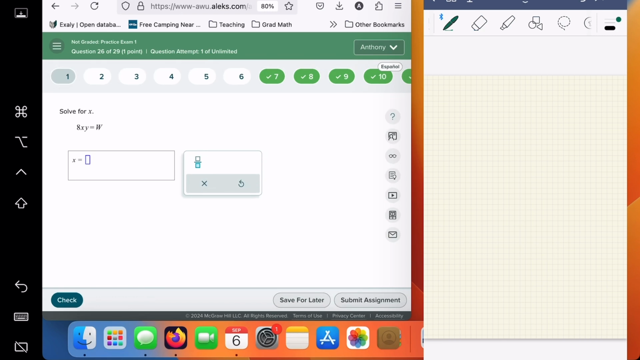Great. Solve for X. Well, let's just divide the other stuff over. So on top, I have W. And on bottom, I divided the 8 over, and I divided the y over. All right, there we go.